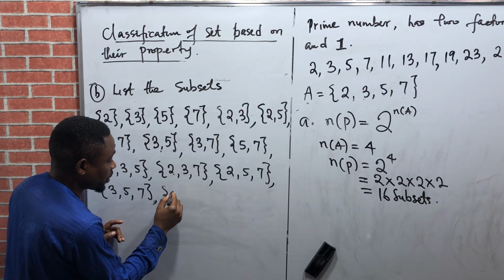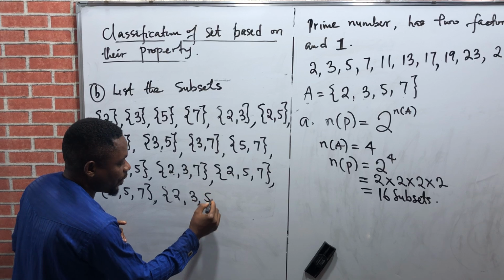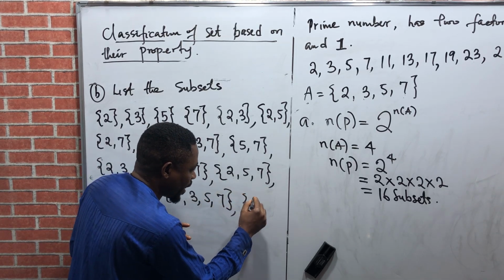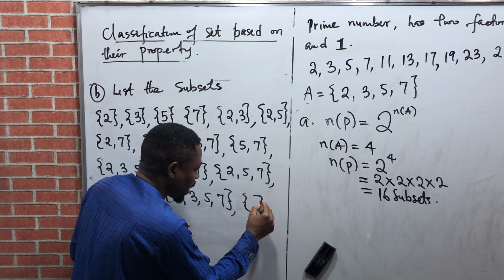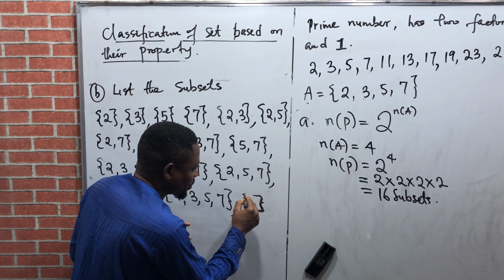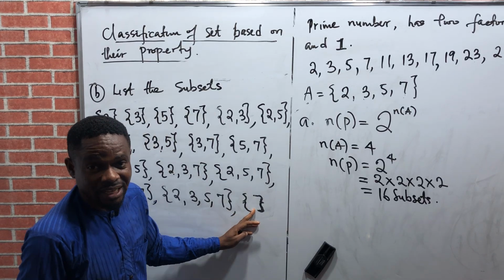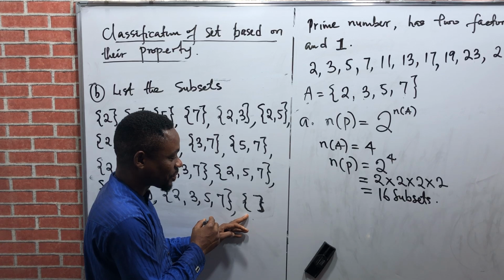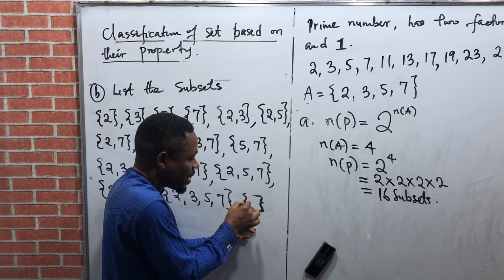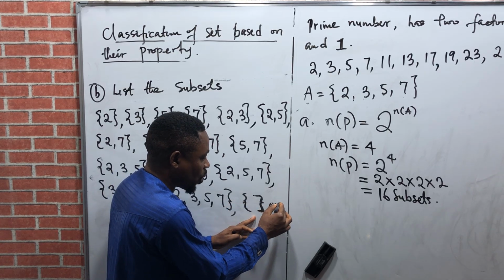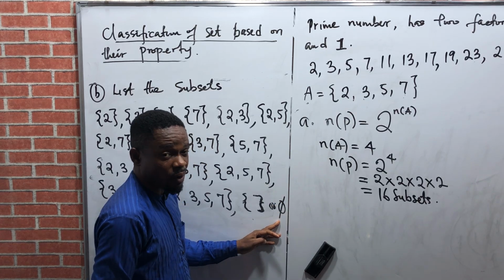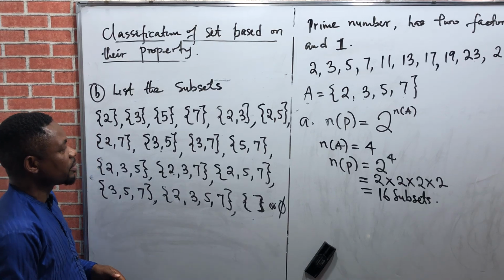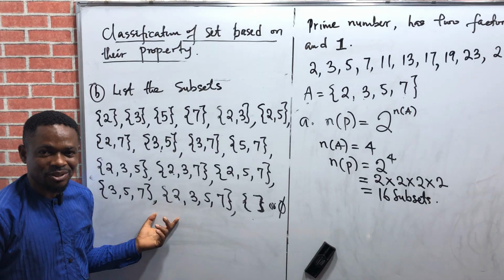After the 3, 3, you now bring everything together the way it is. We have 2, 3, 5, and 7, making it 15, right? And lastly is what we call an empty set. One of the major characteristics of a subset is that it must contain an empty set. If I count it all now, we have 16. If we cannot write the empty set with its symbol, you can still write it as 0 with a slash. It's still called an empty set.